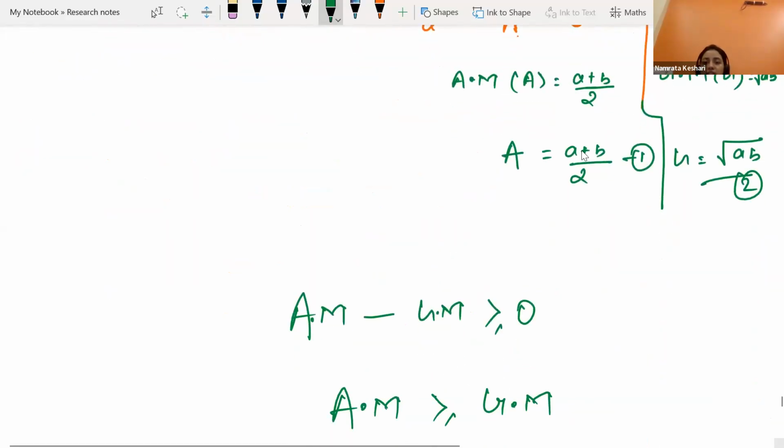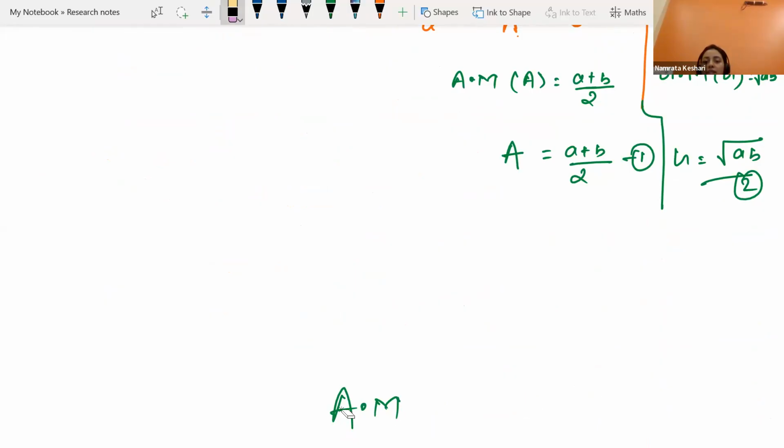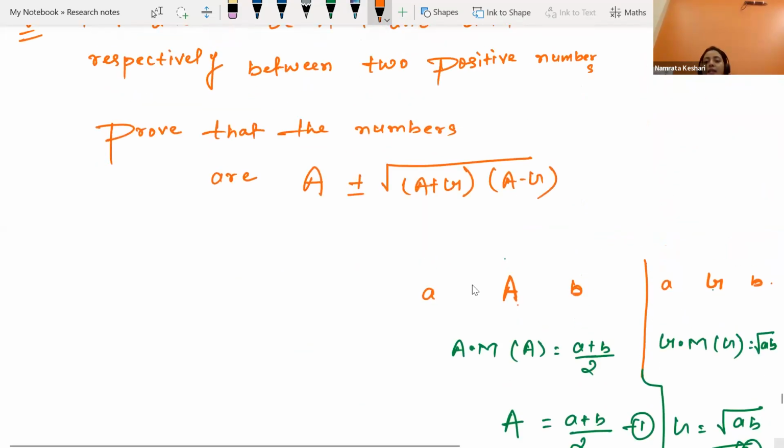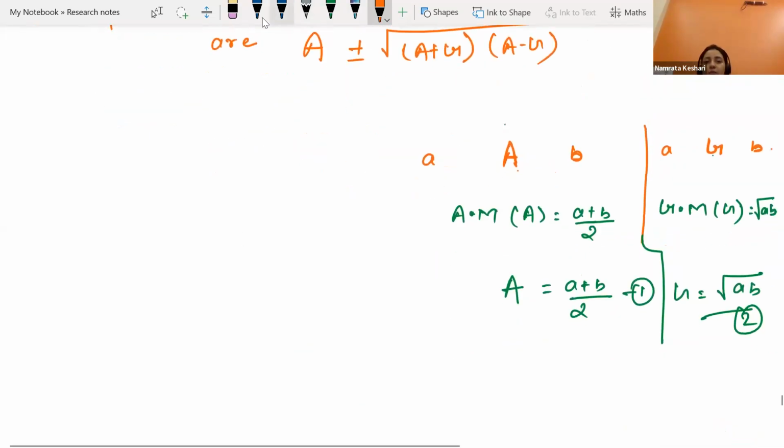So this condition, it seems like if we solve equation 1 and equation 2, we will be getting a and b. Yes or no? Without even this condition? Does it look like if we solve equation number 1 and 2, we will be getting a and b, the small a and b I am talking about? Equation number 1 can be written as a plus b is equal to 2A, right? And equation number 2 can be written as ab is equal to G square. Can we write it like this?